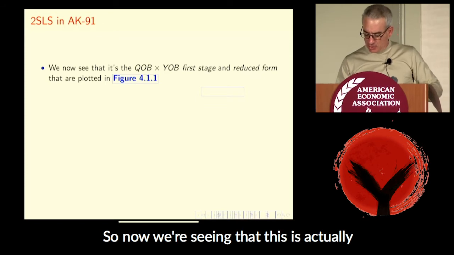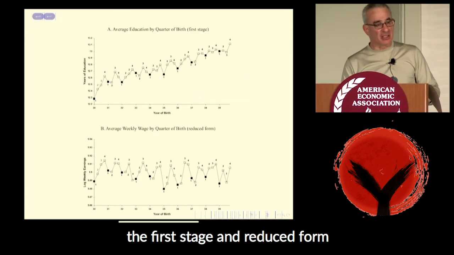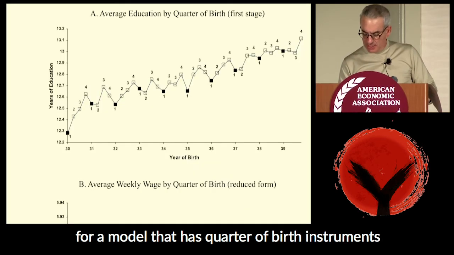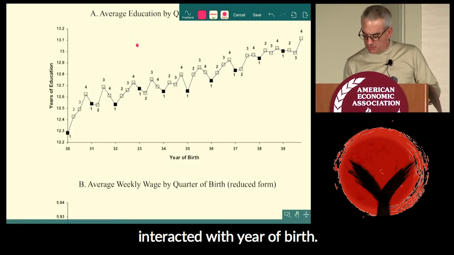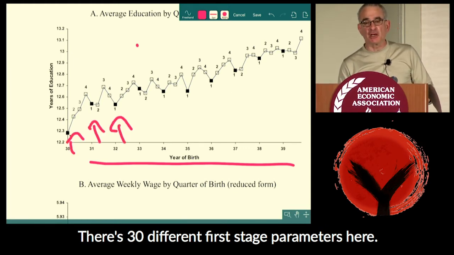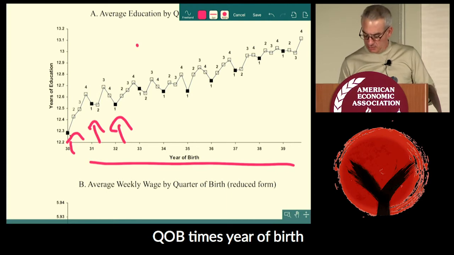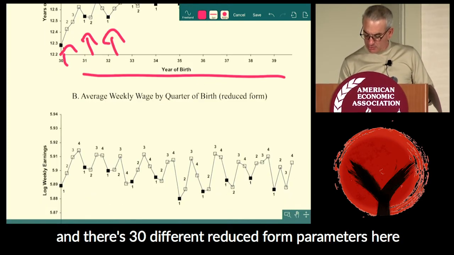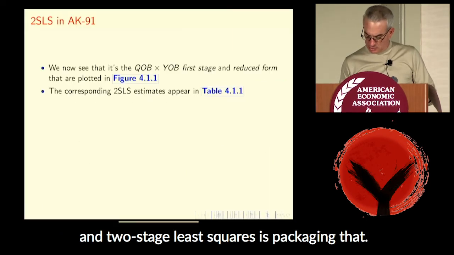So now we're seeing that this is actually the first stage and reduced form for a model that has quarter of birth instruments interacted with year of birth. There's 30 different first stage parameters here, QOB times year of birth, and there's 30 different reduced form parameters here. And two-stage least squares is packaging that.